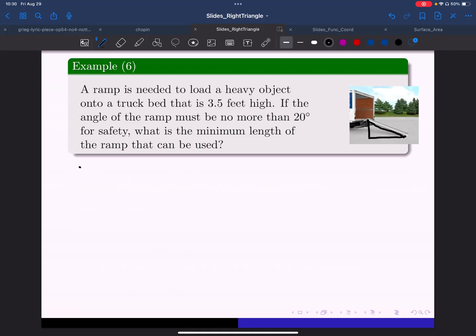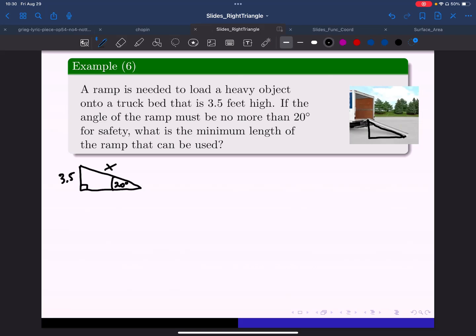So here is our situation. We have a ramp. We have 3.5 and 20-degree angles. And here is my right angle. And I need to find how long the ramp is. So I need to find this side.